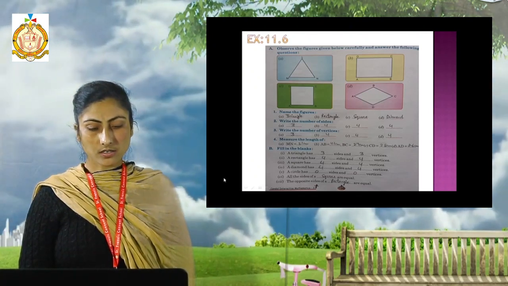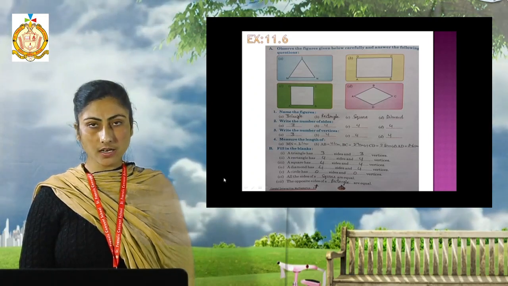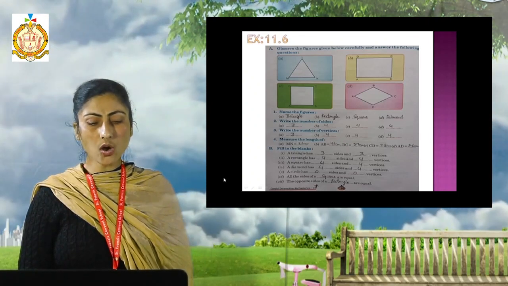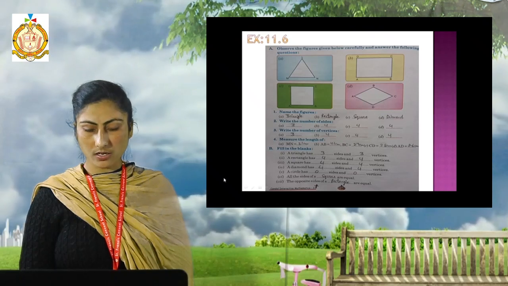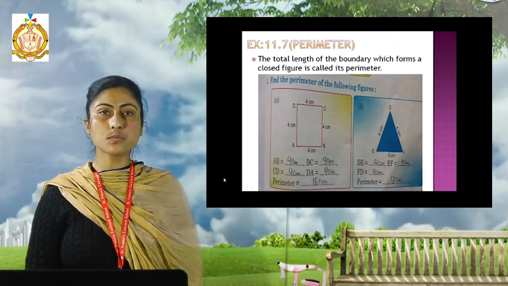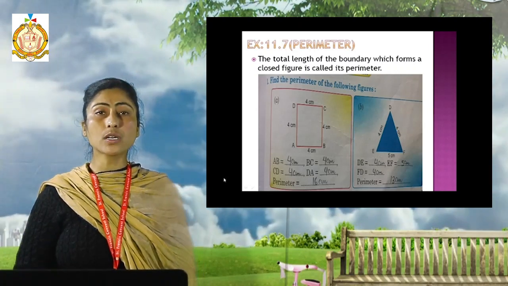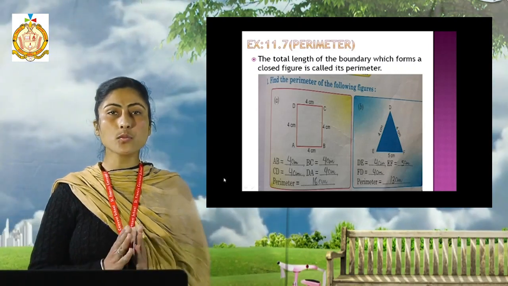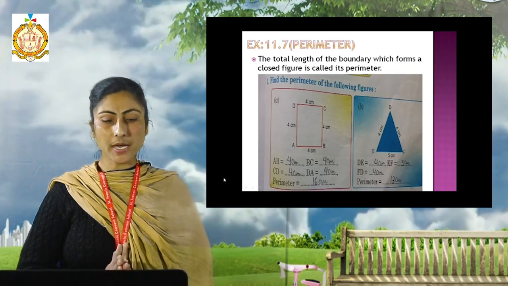Next, the opposite sides of a rectangle are equal. All the sides of a square are equal. Next, the 11.7 exercise, which is based on perimeter. Students, the total length of the boundary which forms a closed figure is called perimeter.